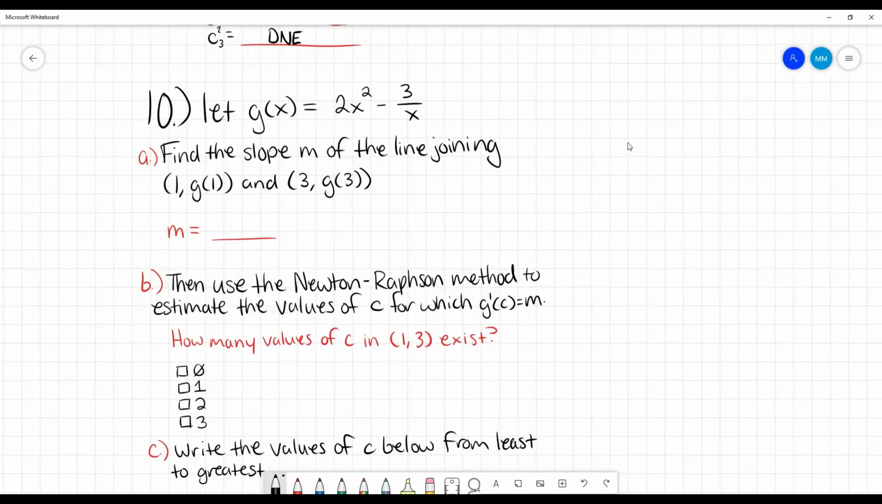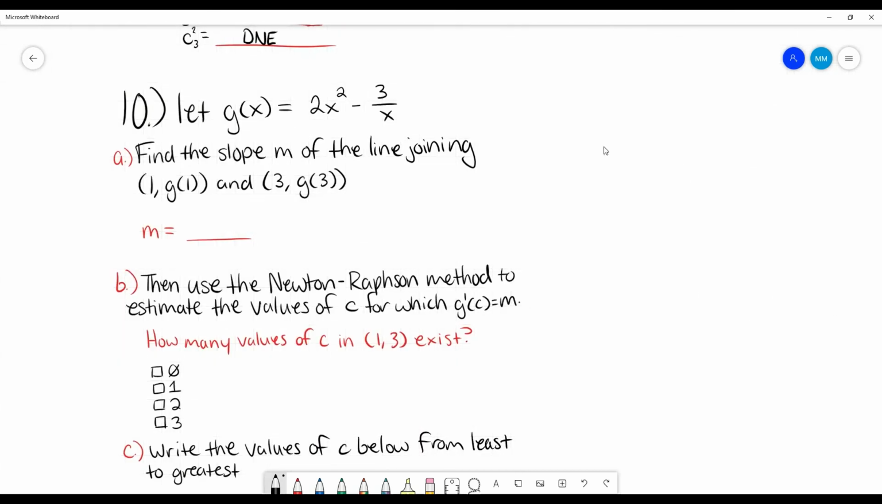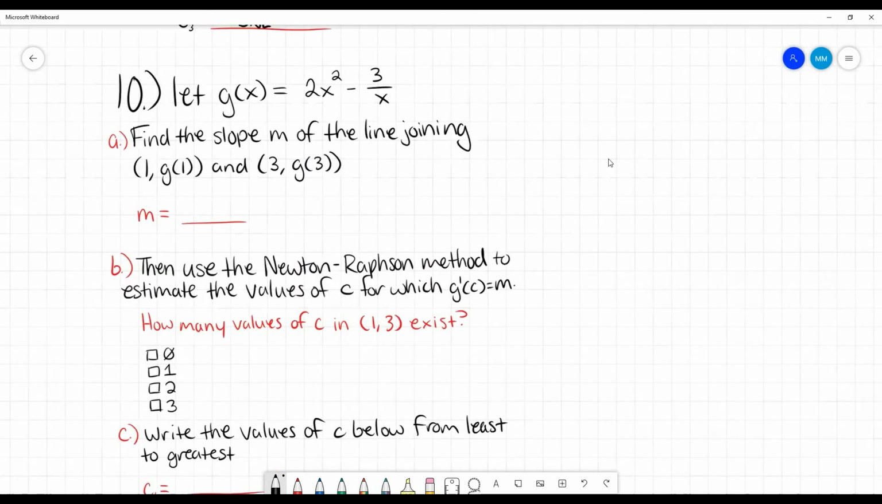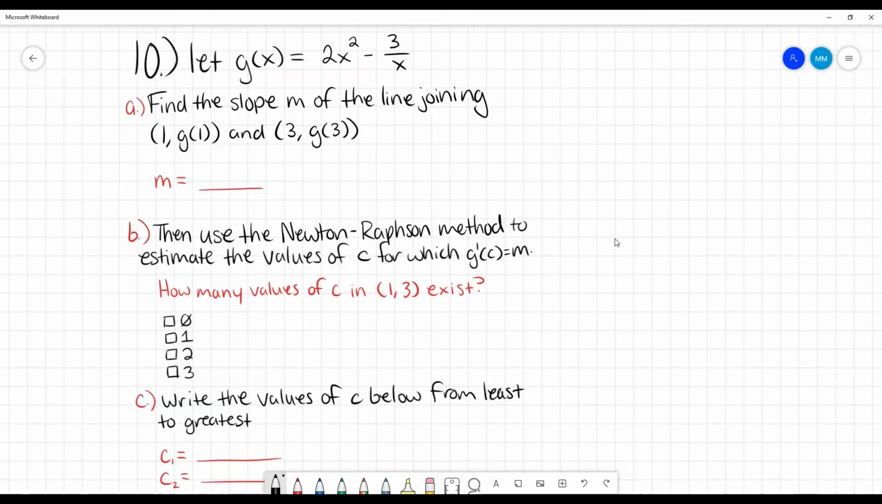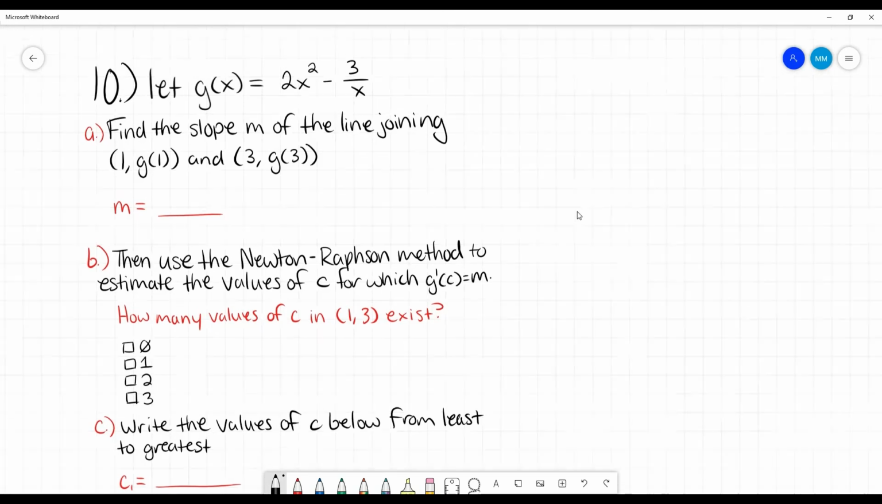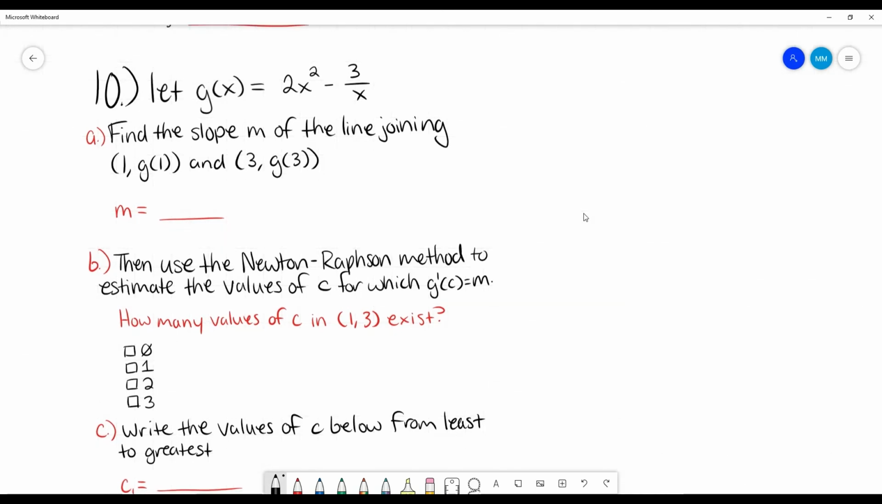Okay, we're almost done. I think we just got 3 or 4 questions left. These last ones are a little tricky, or at least a couple of these are. Let's go ahead and take a look at number 10. It says g of x equals this function here. You want to find the slope of the line joining these 2 points.